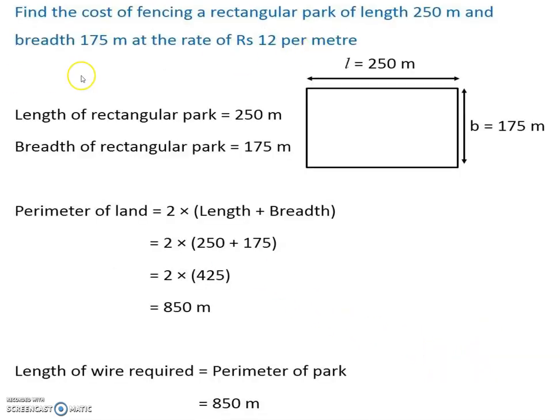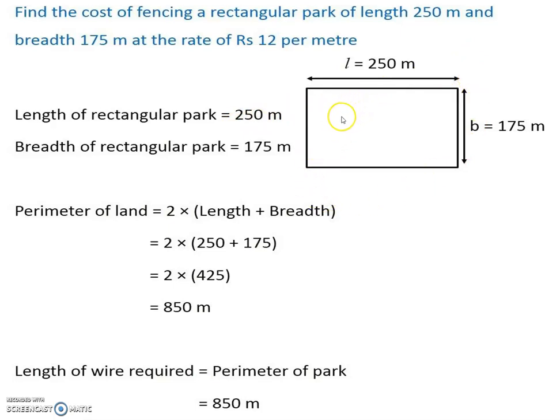Find the cost of fencing a rectangular park of length 250 meter and breadth 175 meter at the rate of rupees 12 per meter. We have to find the cost. For costing, we have to first find the perimeter. Now, the length and breadth of the rectangular park are given. I draw the diagram. It looks like this.